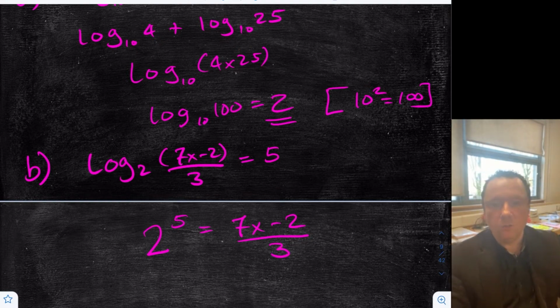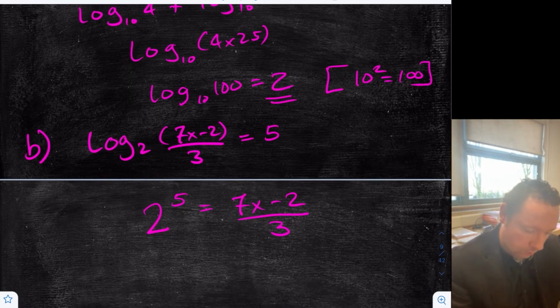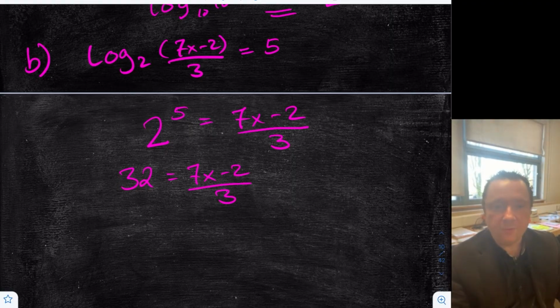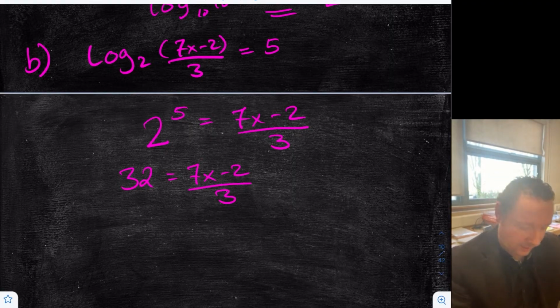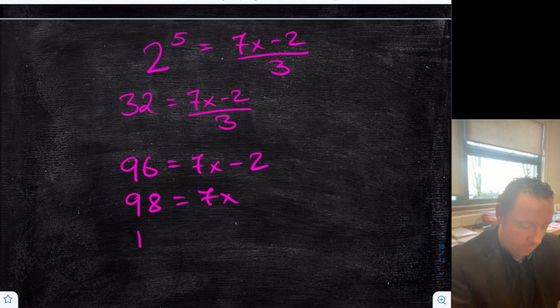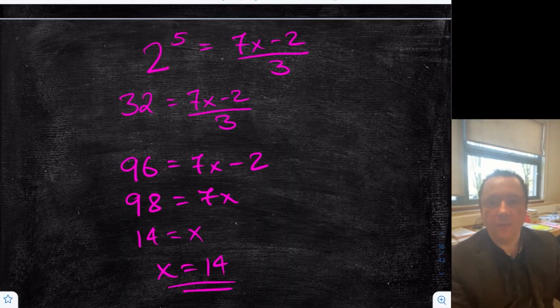So we need to work out 2 to the power of 5. Well, 2 twos is 4, times 2 is 8, times 2 is 16, times 2 is 32. So we get 32. So 32 equals (7x minus 2) over 3. So we can times 32 by 3. 32 times 3 is 96. So 96 is 7x minus 2. Add 2 to both sides. So 98 is equal to 7x. Dividing through by 7 then, you get 14 equals x, or nicer, x equals 14. And we're done there.